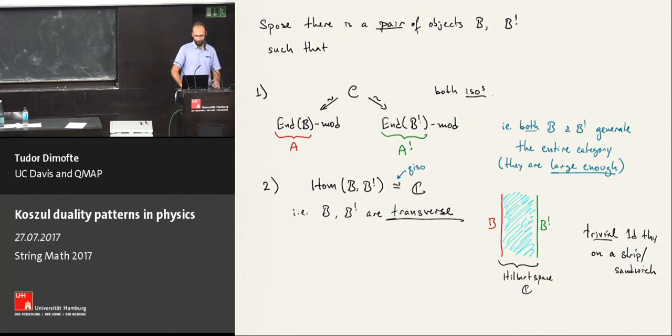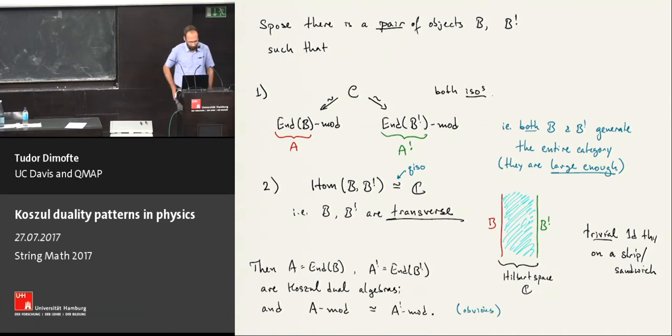There are certain aspects of causal duality that also seem to apply to physical theories, and I'll discuss later what could morally be causal dual pairs of boundary conditions in a physical theory. And their transversality makes perfectly good sense. You put the theory on a sandwich and flow to the IR, or shrink the sandwich to 0 size, and you want a trivial theory resulting. So given these conditions, it's fairly easy to show that the endomorphism algebras of these two special boundary conditions are causal dual algebras, given the previous definition.